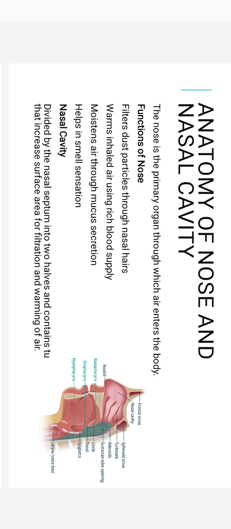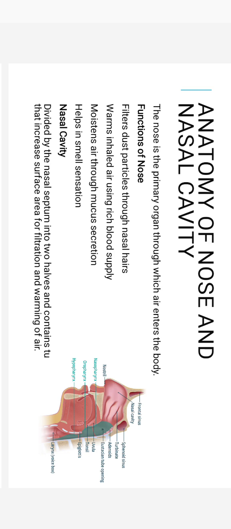Next, anatomy of nose and nasal cavity. The nose is the first structure of the respiratory system through which air enters the body. It plays an important role in preparing inhaled air before it reaches the lungs. The nose has external and internal parts. Inside the nose, small hairs called nasal hairs trap dust particles and microorganisms, preventing them from entering deeper respiratory structures.